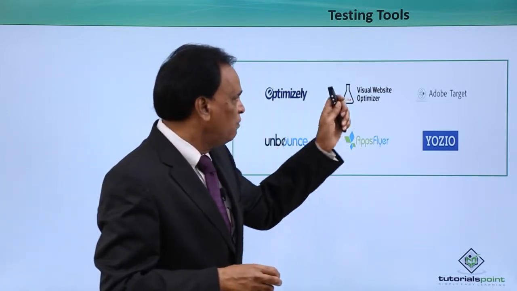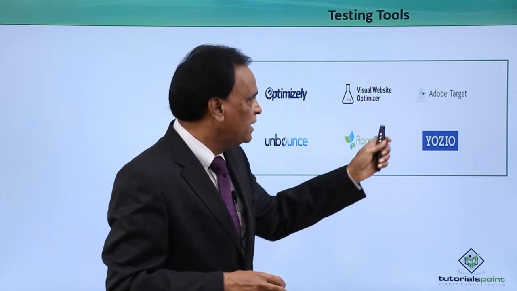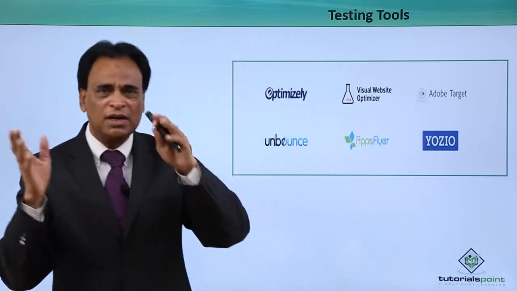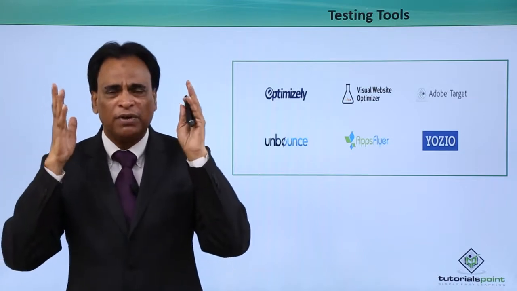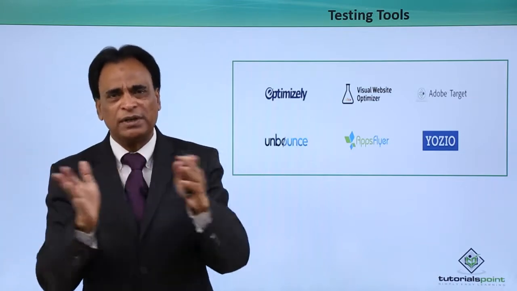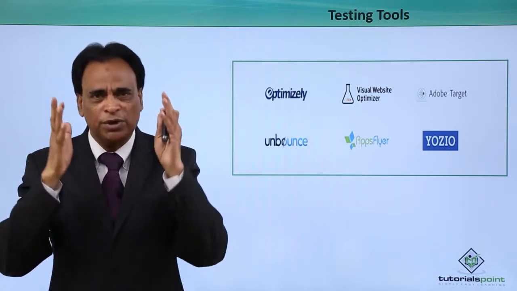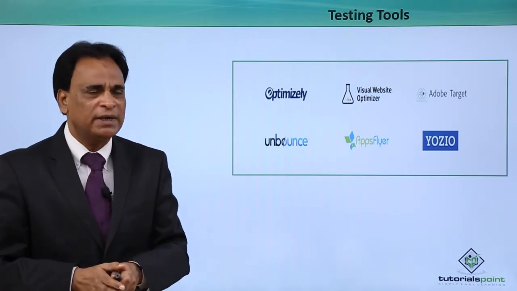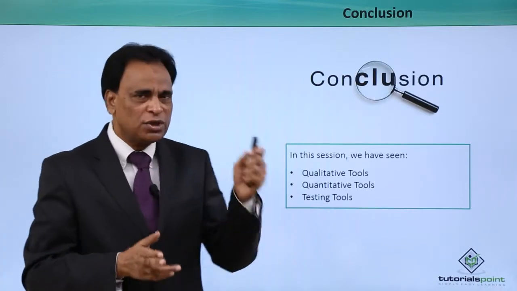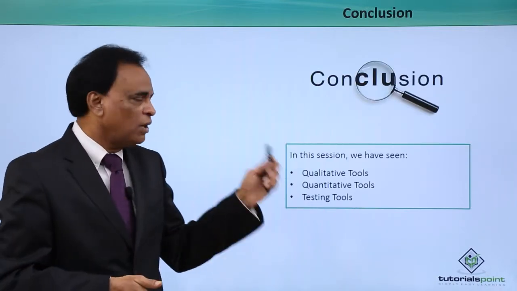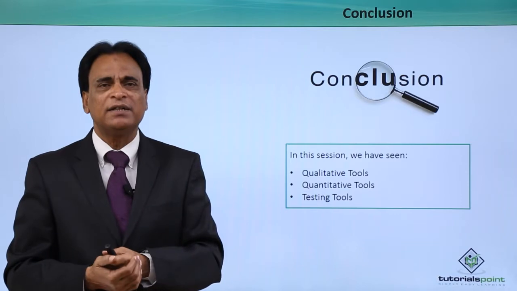Optimizely, Unbounce, Visual Website Optimizer, AppsFlyer, Adobe Target and Visio are some excellent tools where you can test your websites, test your blogs, test your landing pages before you actually think of implementing them. In conclusion, what we have seen is qualitative tools, quantitative tools and the testing tools.